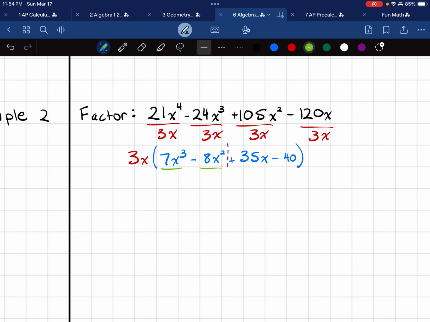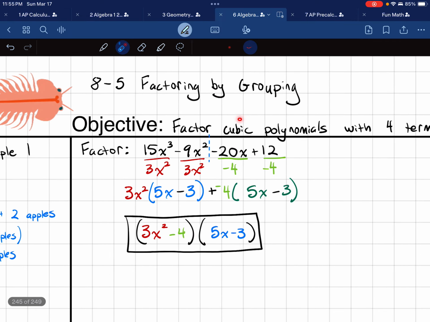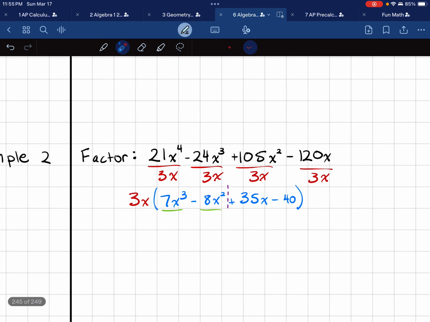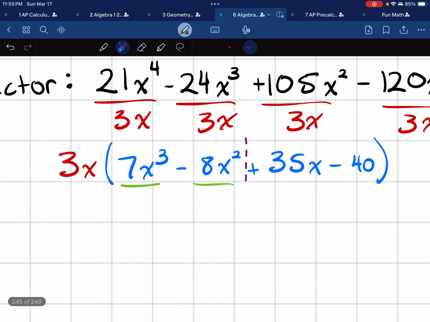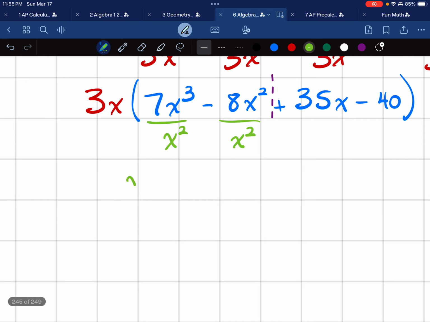And by the way, a good clue to know that you have to do a greatest common factor, just always do it, but sometimes if you have x to the power of 4, the objective up here was to factor cubics, and this one wasn't even a cubic, it's a quartic. Anyway, this one can be divided by an x squared for sure. And 7 and 8 are co-prime, meaning I can't divide them by anything else, so I have x squared factored out. What's left over is a 7x and a minus 8.